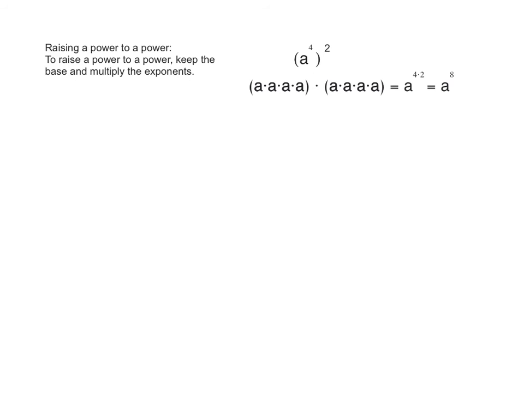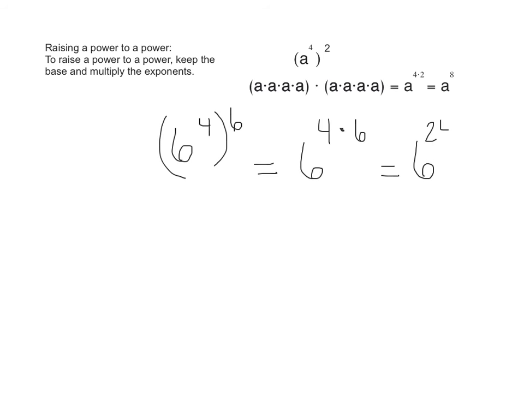Let's try 6 to the power of 4, and that's raised to a power of 6. To show the step, this is really 6 raised to a power of 4 times 6. And 4 times 6 is 24. So this is really 6 to the power of 24.